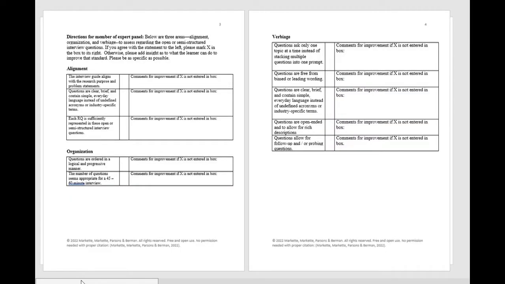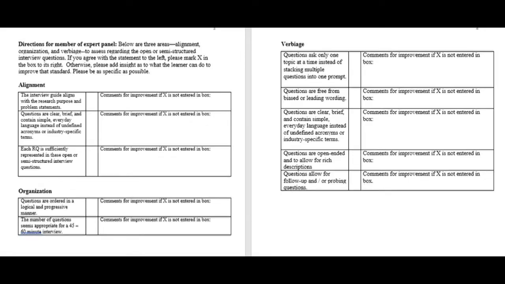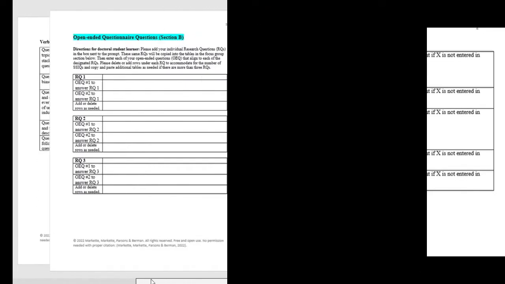Pages 3 and 4 act as a unit, and this is for the expert panel member to fill out as they reflect on what you provided on page 2. On these 2 pages, the expert panel member will either enter an X in the column to the right of the criterion, or provide a comment for improvements in the next block to the right. There are 3 categories for the expert panel member to evaluate: alignment of each SSIQ to the associated RQ, organization of the questions, and verbiage of the questions.